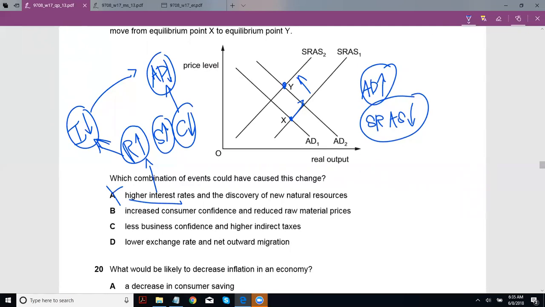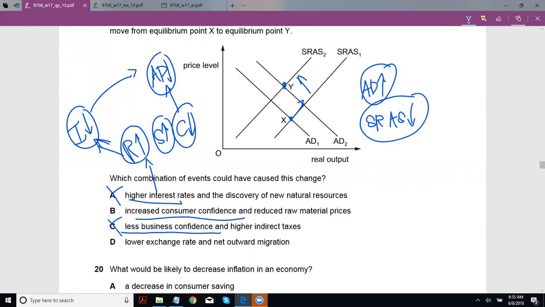If there's increased consumer confidence, so they're going to spend more and so on, so aggregate demand will increase. So that's fine. I'm just looking at aggregate demand changes for now. If there is less business confidence, then that means investment is less, so aggregate demand will decrease. So you can cross that out.